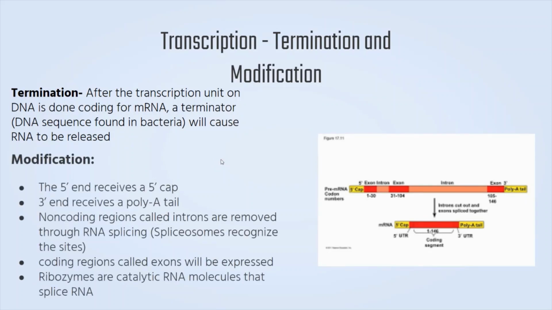After that, RNA has to be modified. The 5' end will receive a 5' cap. The 3' end will receive a poly A tail, which means it has a lot of adenines within the nucleotides. And the non-coding regions called introns will be removed through something called RNA splicing. And this is done through spliceosomes, which recognize these sites. The coding regions called exons will be expressed. Finally, ribozymes are catalytic RNA molecules that will splice the RNA as well.